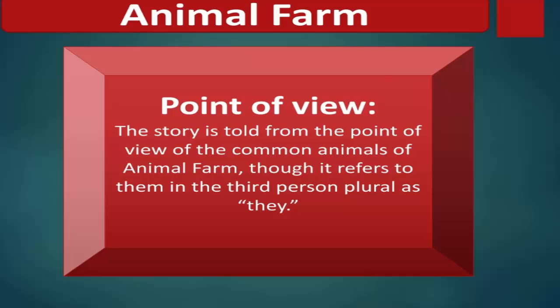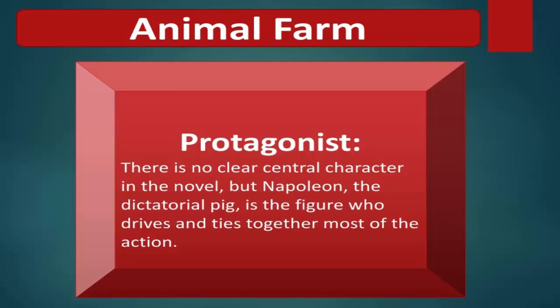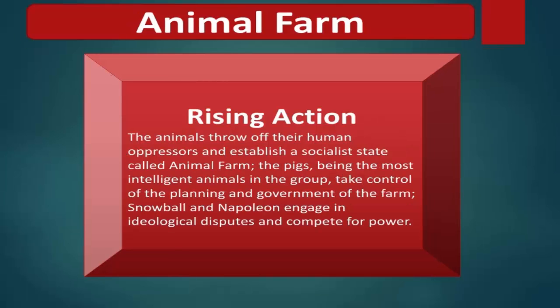Point of view, the story is told from the point of view of the common animals of Animal Farm, though it refers to them in the third person plural as they. Protagonist, there is no particular clear central character in the novel, but Napoleon, the dictatorial pig, is the figure who drives and ties together most of the action. Rising action, the animals throw off their human oppressors and establish a socialist state called Animal Farm. You remember the French Revolution? If you don't, go read it again.